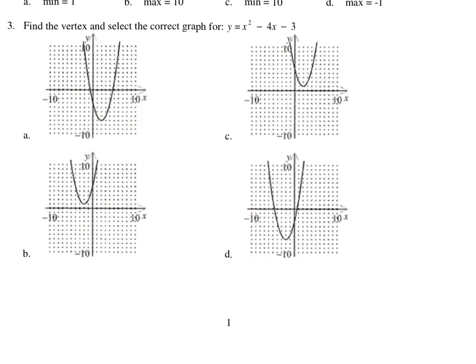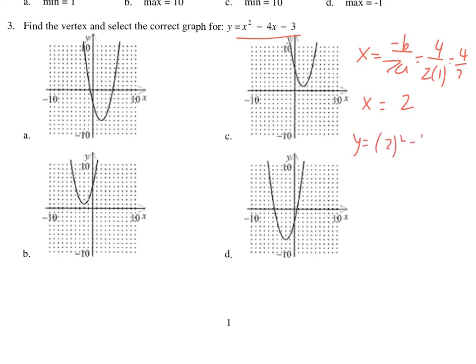All right, next up, number 3 here, it says find the vertex to help select the correct graph. So I'm going to find the vertex again here. I'm going to do x equals negative b over 2a, since we're in standard form. So that's going to be positive 4 over 2 times 1, which is going to be 4 over 2, so x equals 2. And then I'm going to plug that back in to find y.